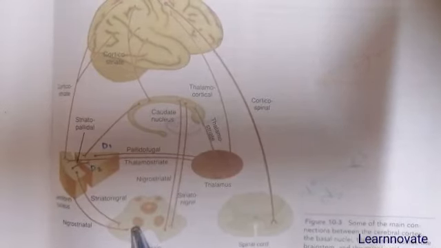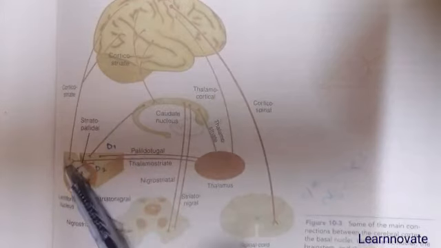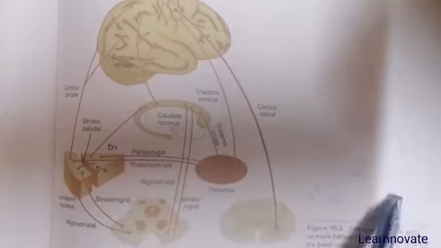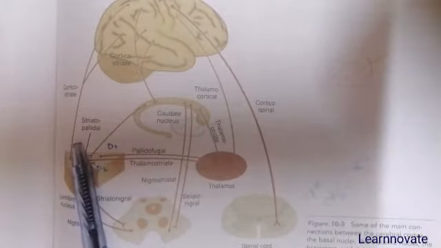Starting with the afferent connections, these include the corticostriatal fibers. These are the corticostriatal fibers coming from the cortex to the corpus striatum, and they release a neurotransmitter, glutamate.